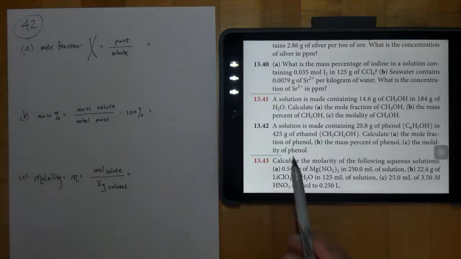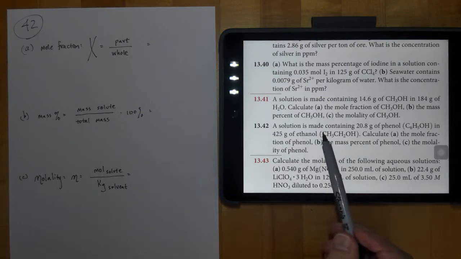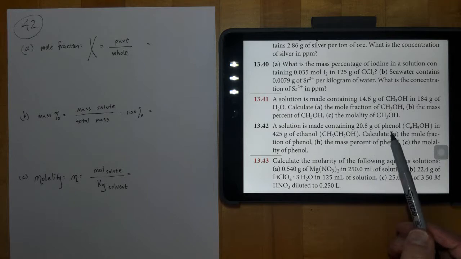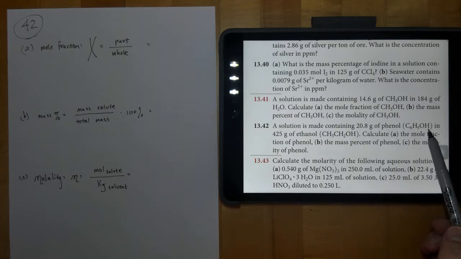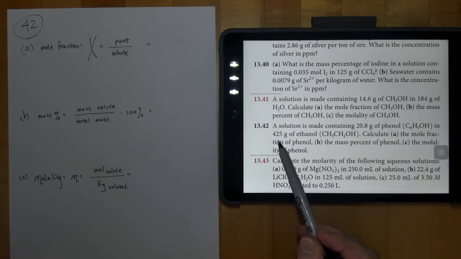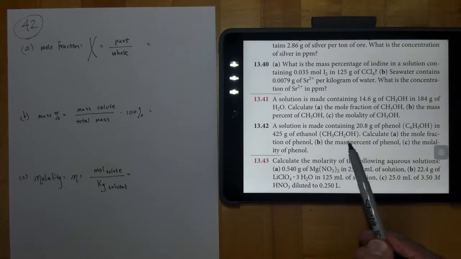All right, this is number 42. It says a solution is made containing 20.8 grams of phenol. Right here, that's a ring structure that's got an OH coming off of it. In 425 grams of ethanol. Both have OHs on there, so they dissolve pretty well because they both have hydrogen bonding.